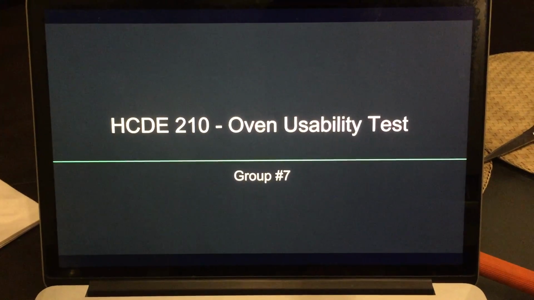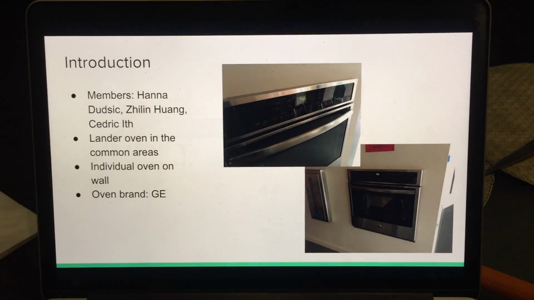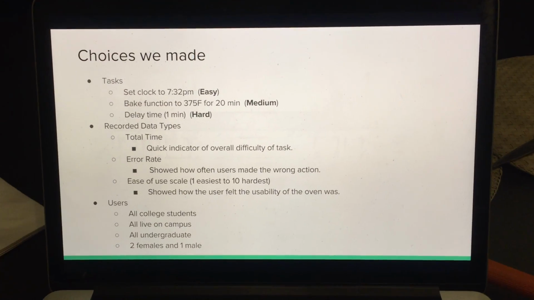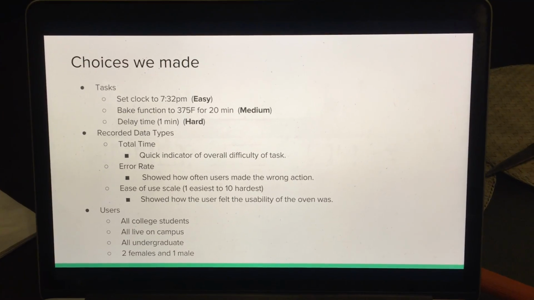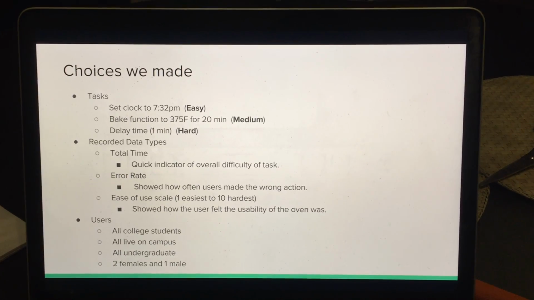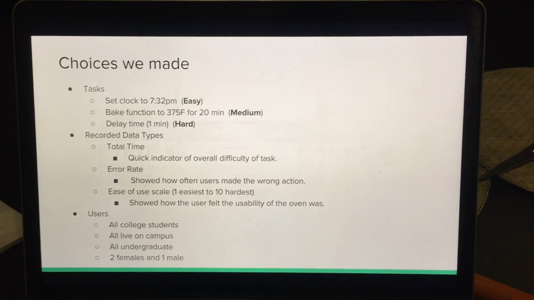Hi there, this is the HCDE 210 oven usability test. The oven that we use is a General Electric oven located in the Lander dorm. For our tasks, we decided to change the clock time, do a standard bake function, setting the time and the temperature, and then do a delayed bake time.